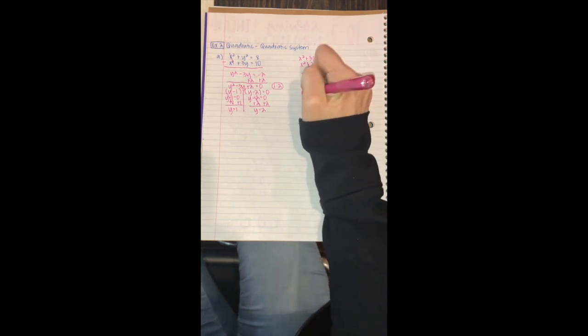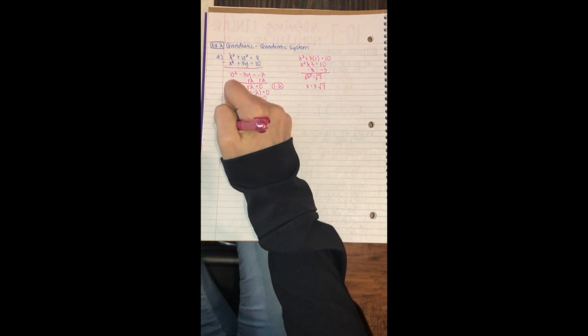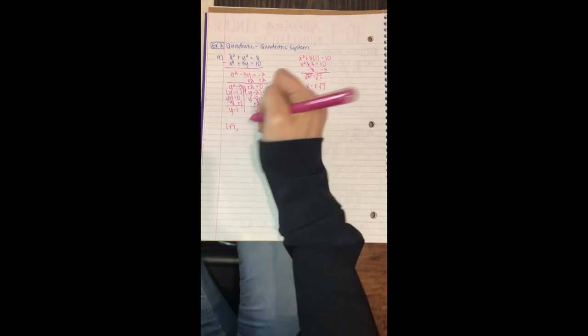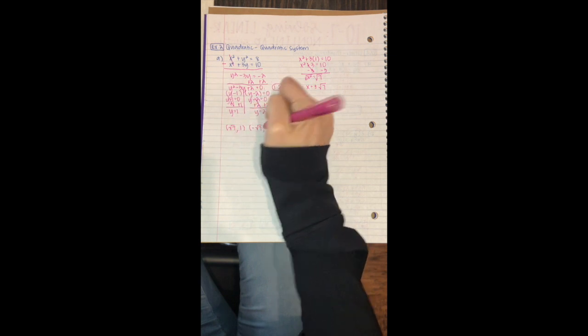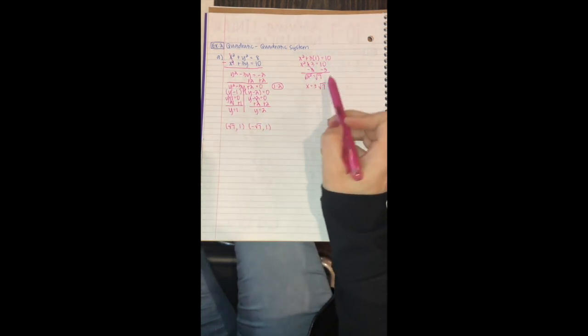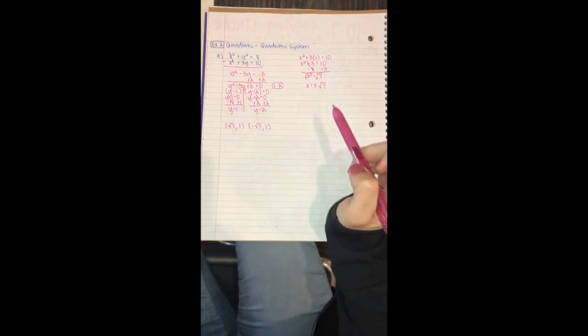Take the square root, and that would give you a positive or negative square root of 7. So that means we have to combine all the possible answers. We could have a positive square root of 7 with that 1, or a negative square root of 7 with the 1. So we actually have 2 answers already just from plugging in the 1.